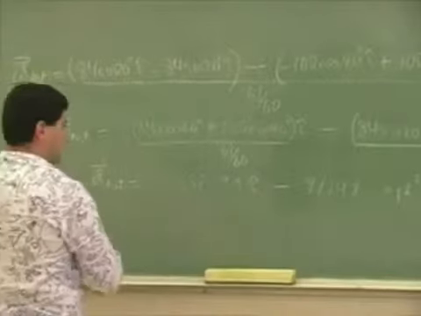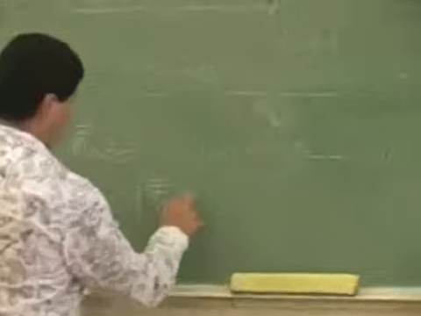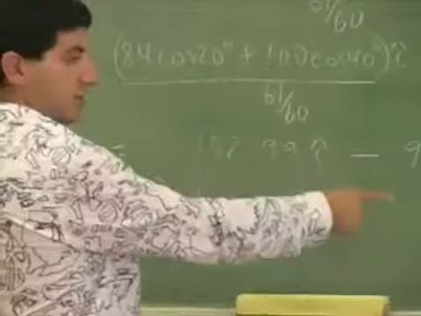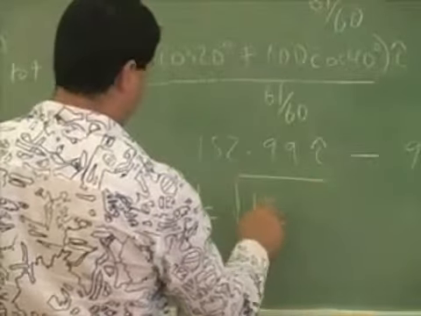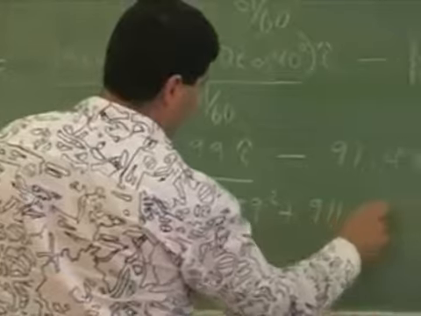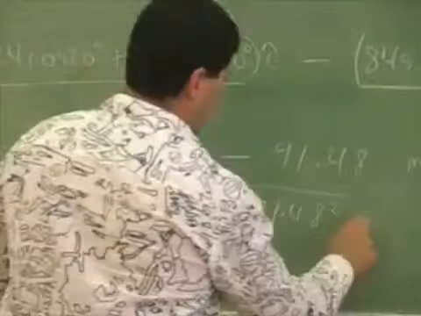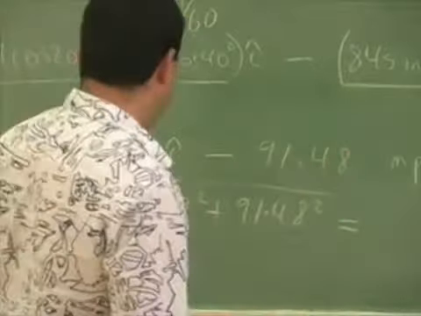Okay, now if we want the magnitude of A average total, this squared plus that squared, square root. And then we'll get a number. Okay? We don't have to do that now.